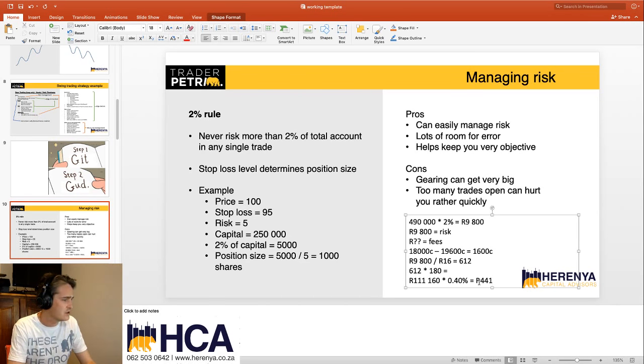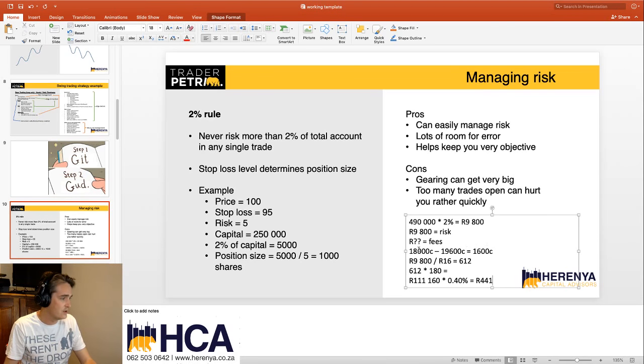Makes sense. You're paying 200 Rand fee per 100,000 Rand that you trade. That's 0.2%. You're trading 100,000 Rand twice, so 200 Rand times 2 is 400. You're not doing 100,000, you're doing 110,000, 111,000, so 440 is about right. So you're paying 0.4% both ways of that transaction.